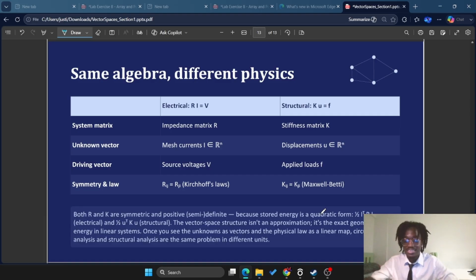As you can see, it's the same algebra, just different physics. System matrix: we have the impedance matrix. In this one, we have the stiffness matrix. Unknown vector is the mesh current, or the displacement U. Driving vector: source voltages, or applied loads F.